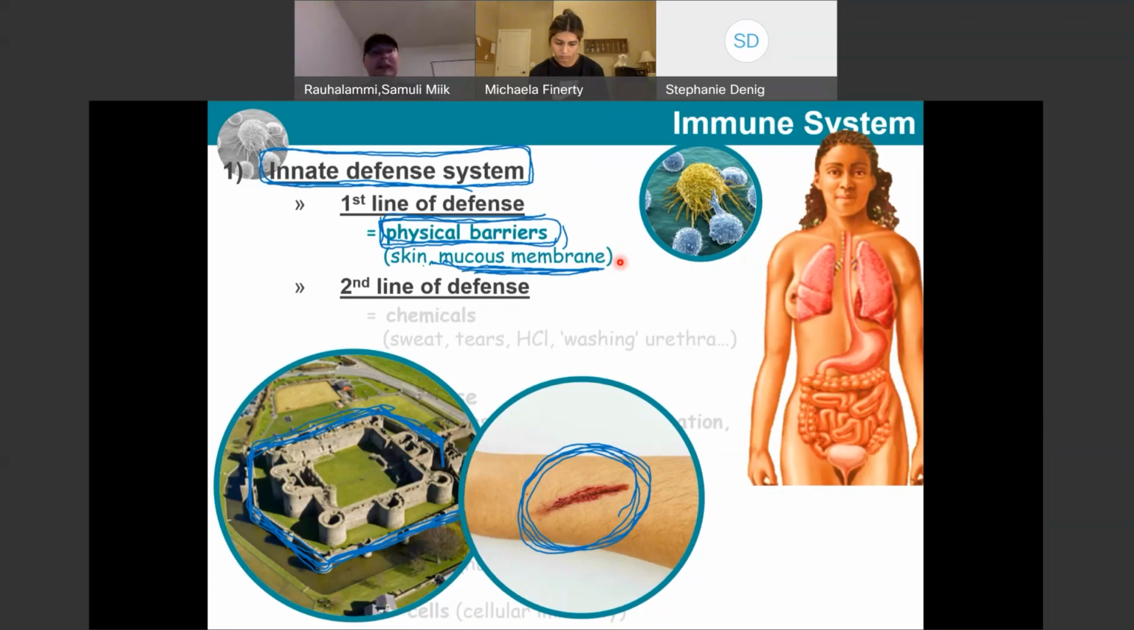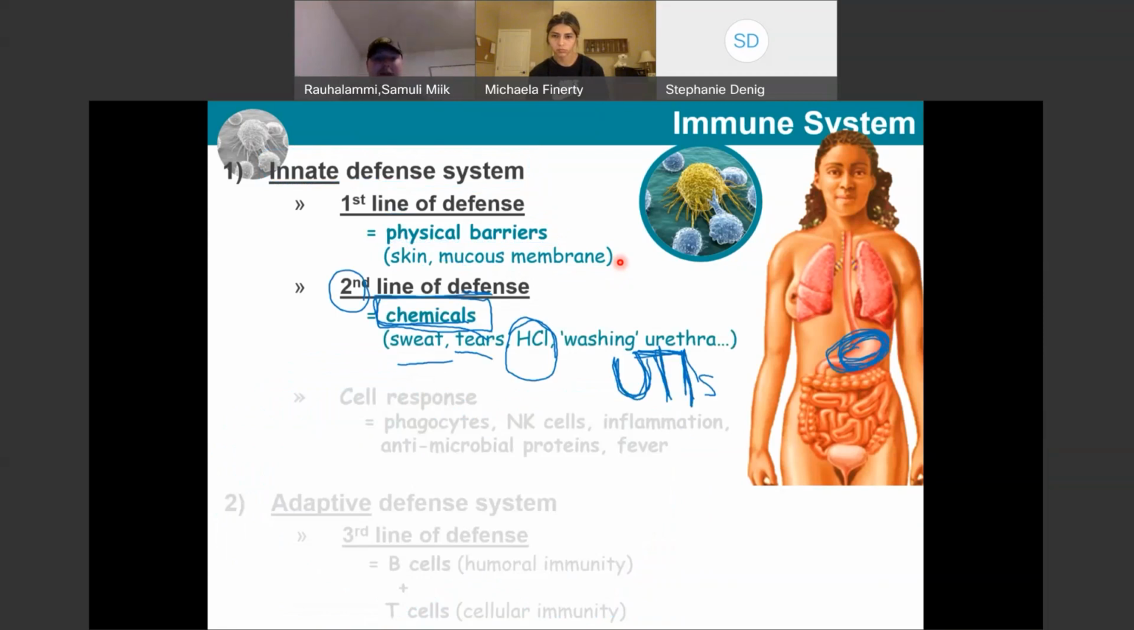Sometimes that fails. So what we do if that fails, we recruit the second line of defense, which is to use chemicals. The pathogen might have gotten through our physical barriers, but let's use chemicals to kill that pathogen. Sweat on the skin is really good at killing many bacteria, many viruses. Tears that cover our eyes, stomach acid. We talked earlier on that if you eat, we end up eating all the time stuff that we shouldn't be eating.